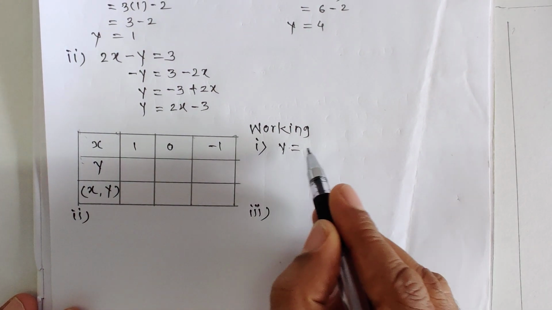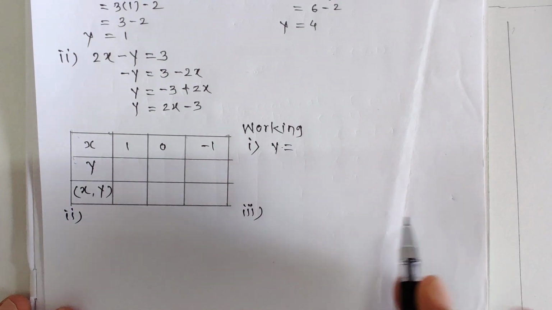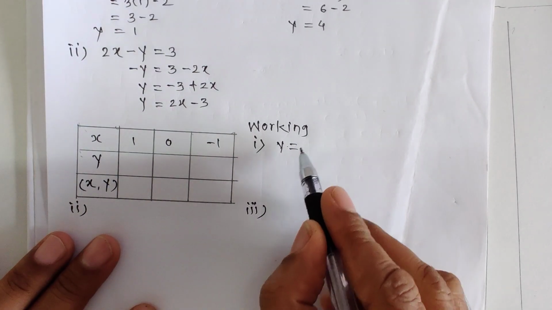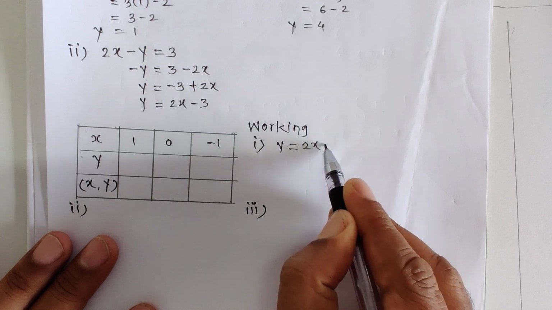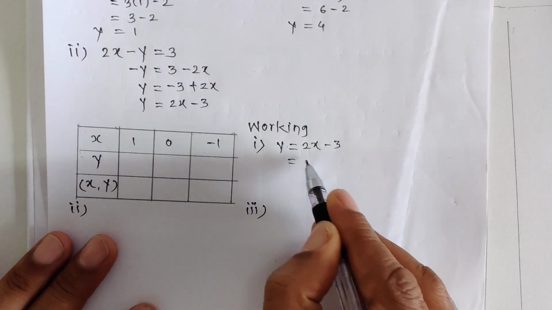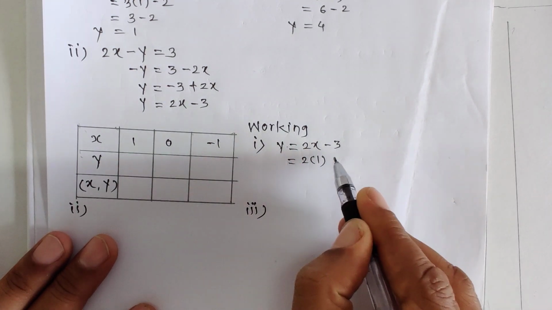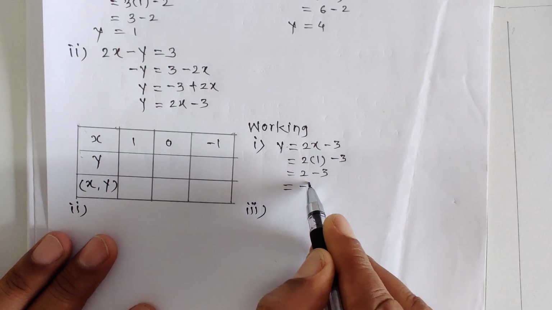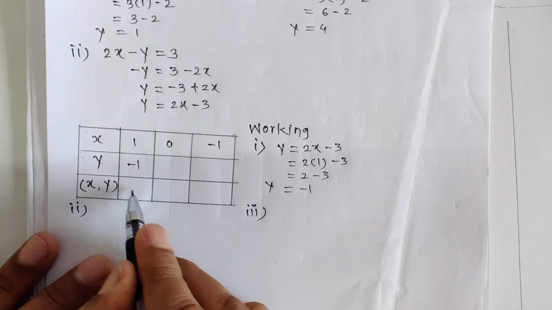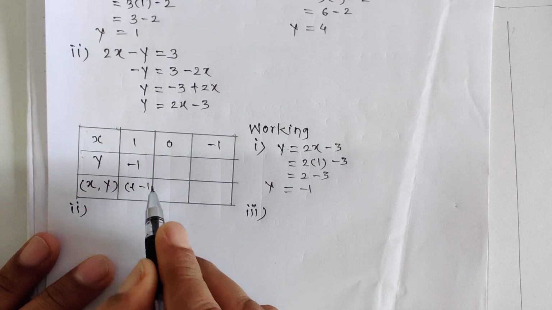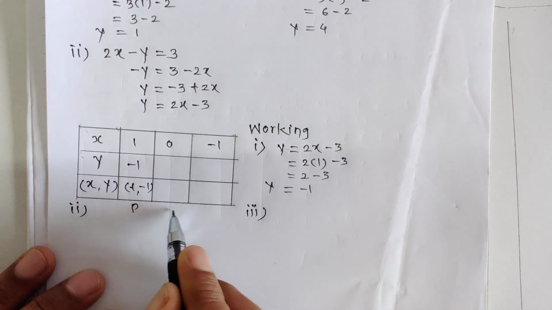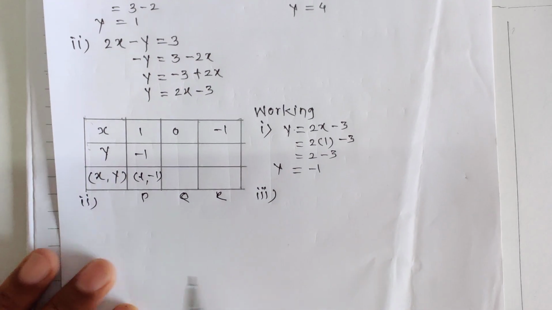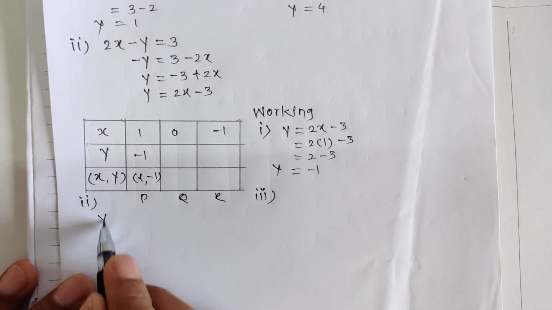So y is equal to 2x minus 3. Now substitute x is equal to 1. So 2 minus 3 we get minus 1. So y is equal to minus 1. We get 1, minus 1. This is the first point. Let it be PQR.